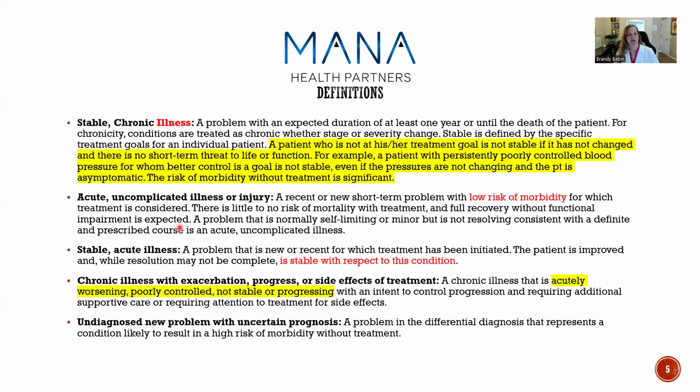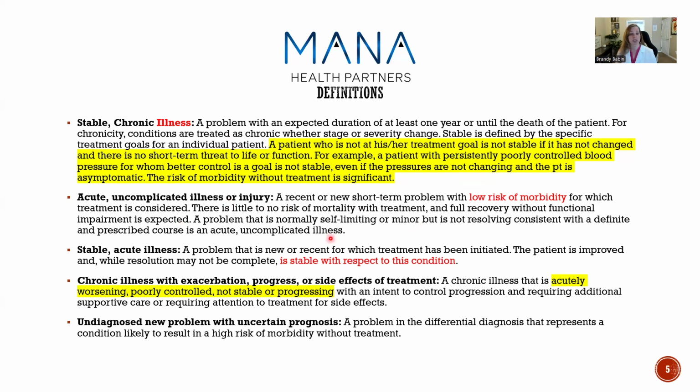On the other hand, acute uncomplicated illness or injury is a recent or new short-term problem. It's not a chronic condition. They're not expected to have it for the rest of their life. So you've got low risk of morbidity. There's little or no risk for mortality. They're not going to die from it. It's uncomplicated. It's just a simple thing.